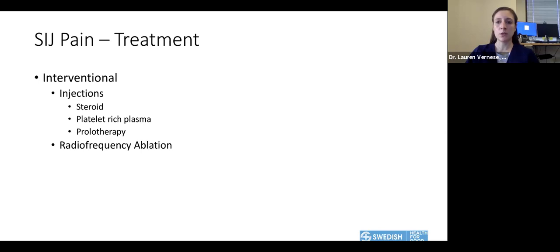So most of my patients, I am starting with a steroid, but then if their pain comes back, I'm talking about the other treatment options with them again. Radiofrequency ablation, we will go into more detail, but this is blocking the nerves.